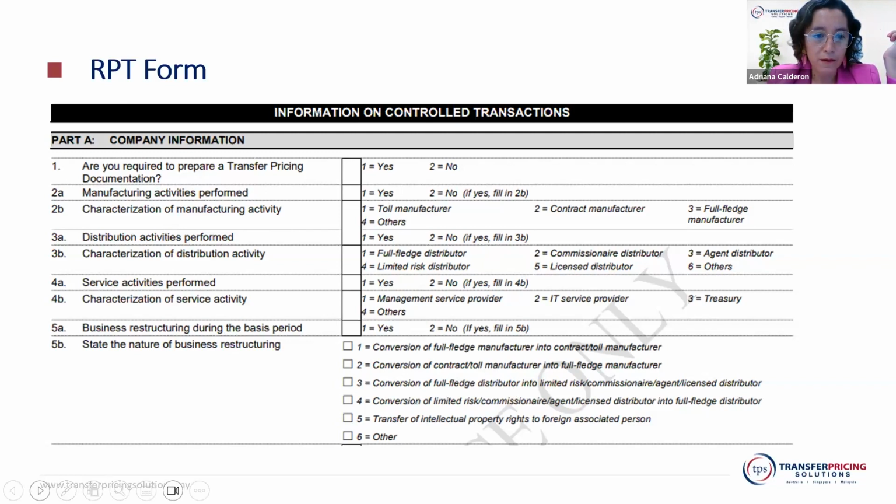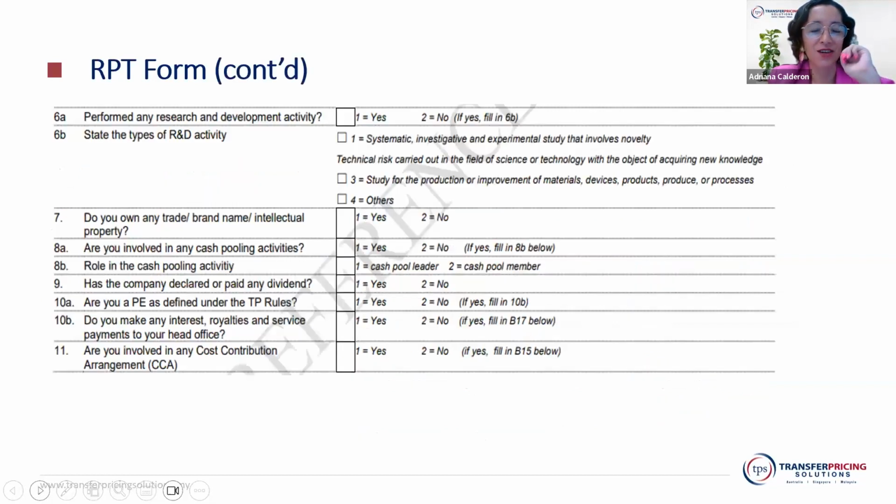Then we have, for some reason, I'm trying to move the slide and it's not moving, as we do. Okay, there you go.